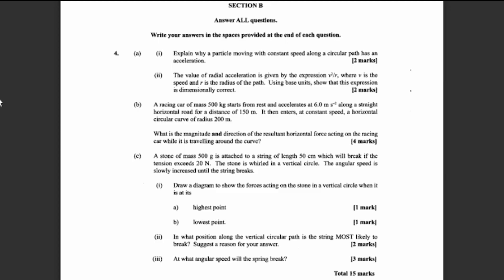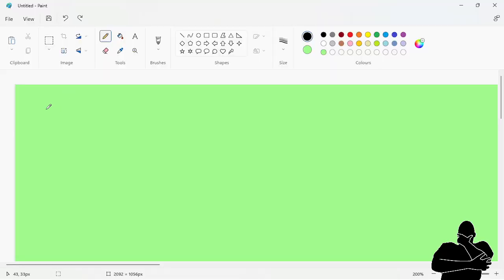Next question. The value of radial acceleration is given by the expression v squared over r, where v is the speed and r is the radius of the path. Using base units, show that this expression is dimensionally correct. So this is going to be some dimensional analysis, and it goes as follows. The first thing that you're going to do is write the dimension or the units for acceleration.